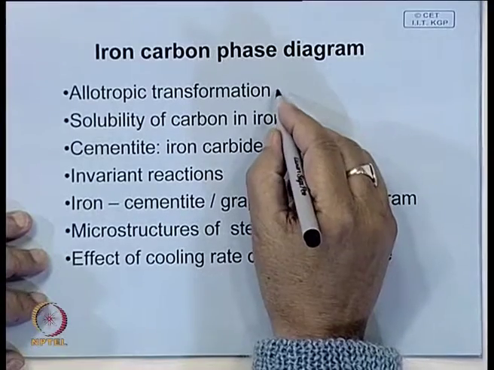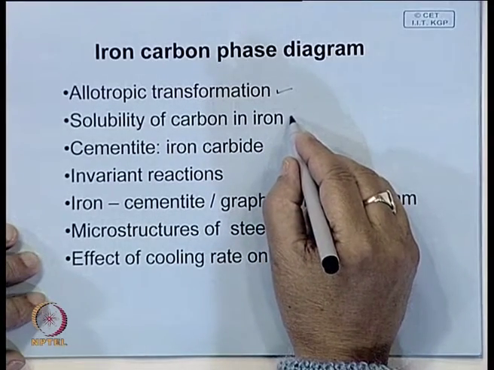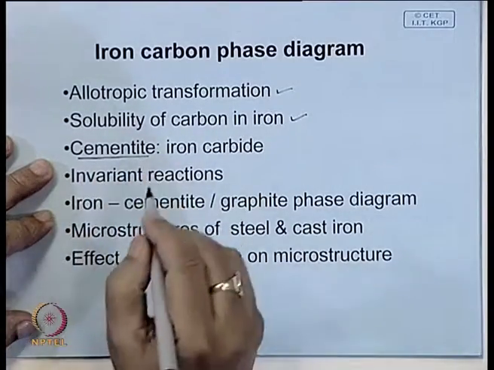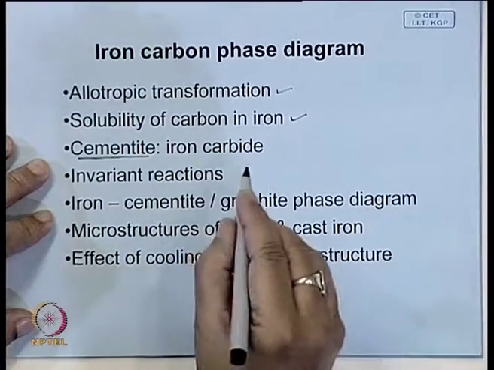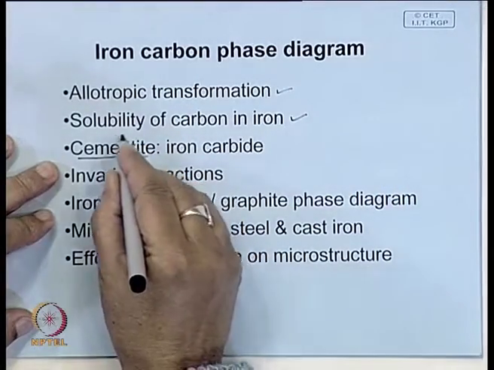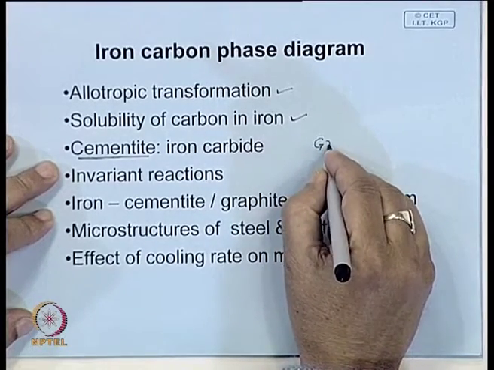Good morning. Last class we started a new topic, a new chapter, on the iron carbon phase diagram, and we have so far looked at the allotropic transformation and the solubility of carbon in iron. We talked about a metastable phase, iron carbide, that we get in the system, and we also said that this is not the stable phase. The stable form of carbon is graphite.